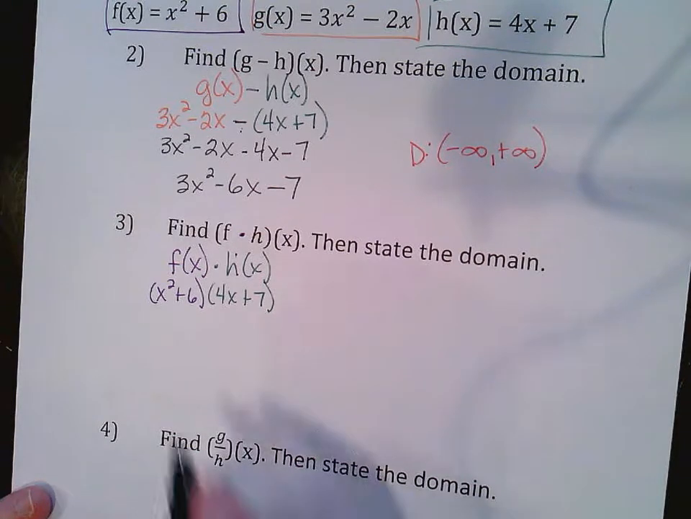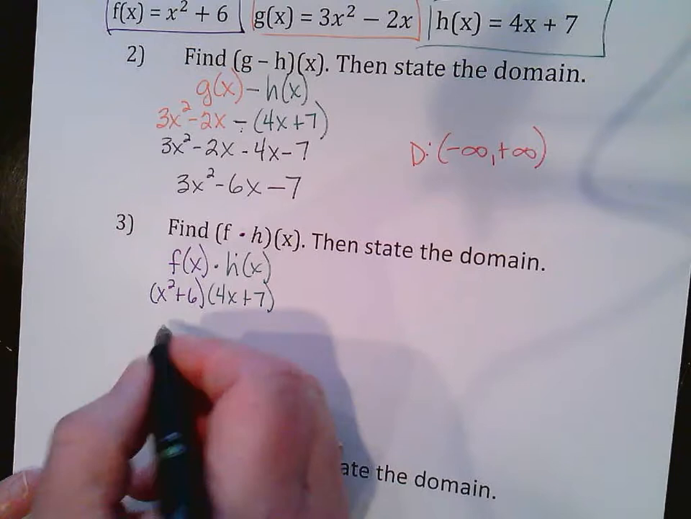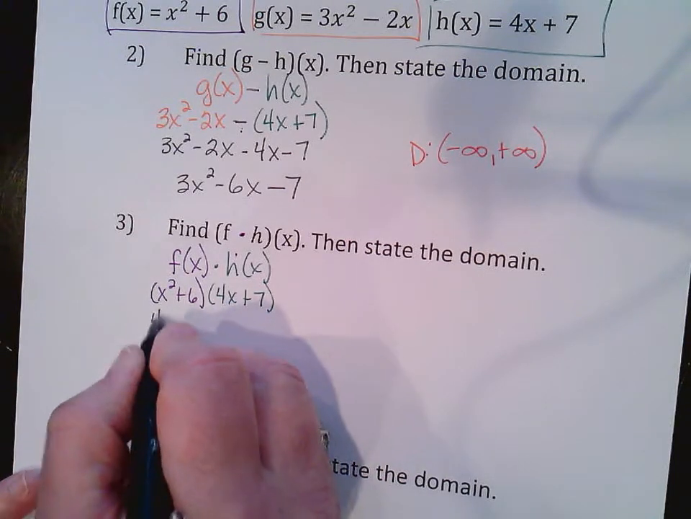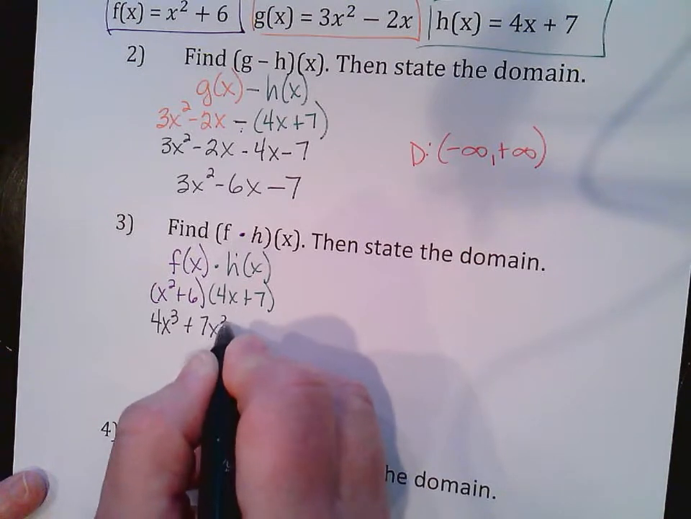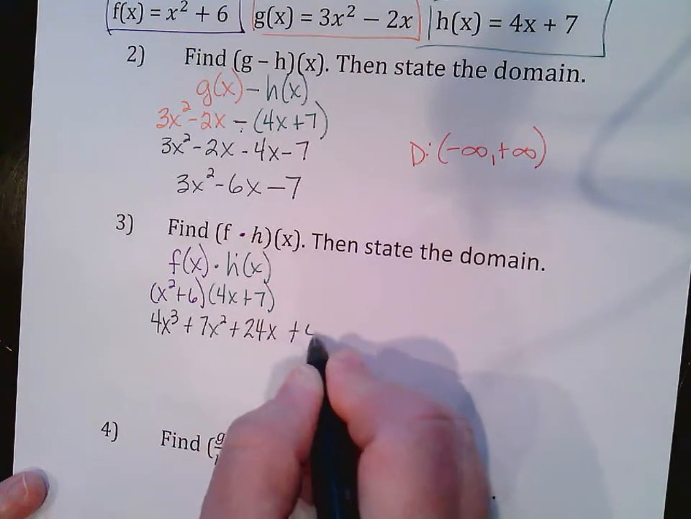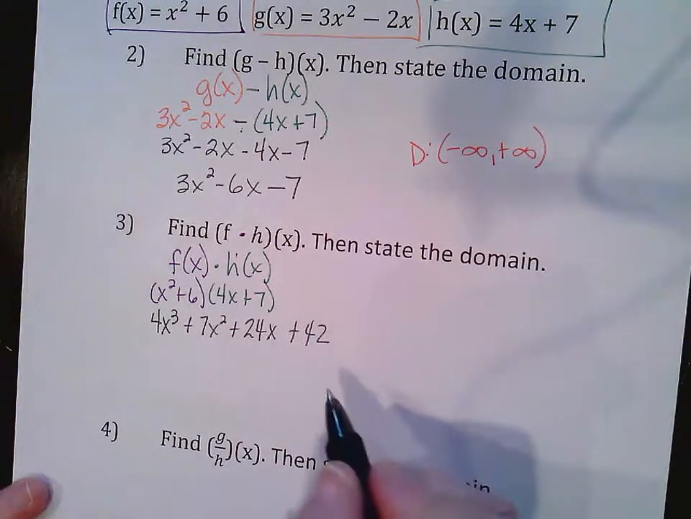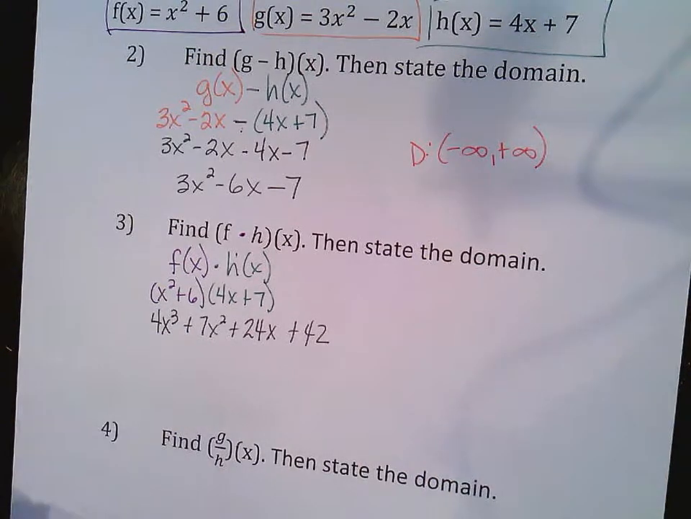And what I need to do is distribute every term or FOIL it. X squared times 4x is 4x cubed. X squared times 7 is 7x squared. 6 times 4 is 24x. And 6 times 7 is 42. I don't have any like terms, and it's in standard form. The exponents go from largest to smallest, so it's in the right form.